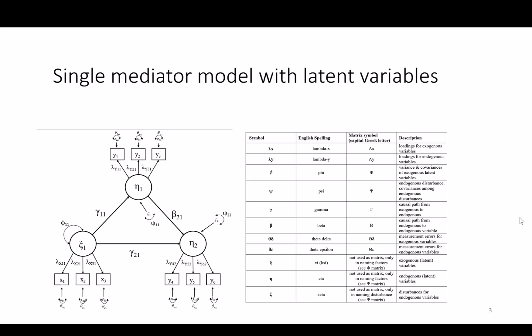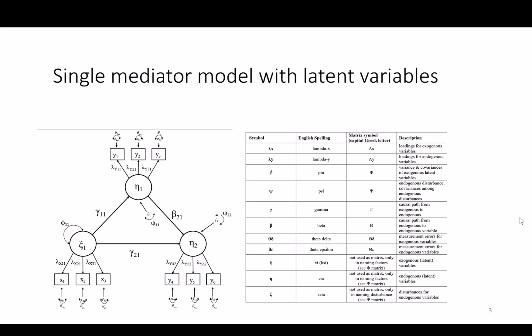So for example, for the indicators of the exogenous variable, we could have values of theta 1,1, theta 2,2, theta 3,3, and then for indicators of the mediator, we would continue with the numbering, so our symbol will be theta 4,4, and so on.